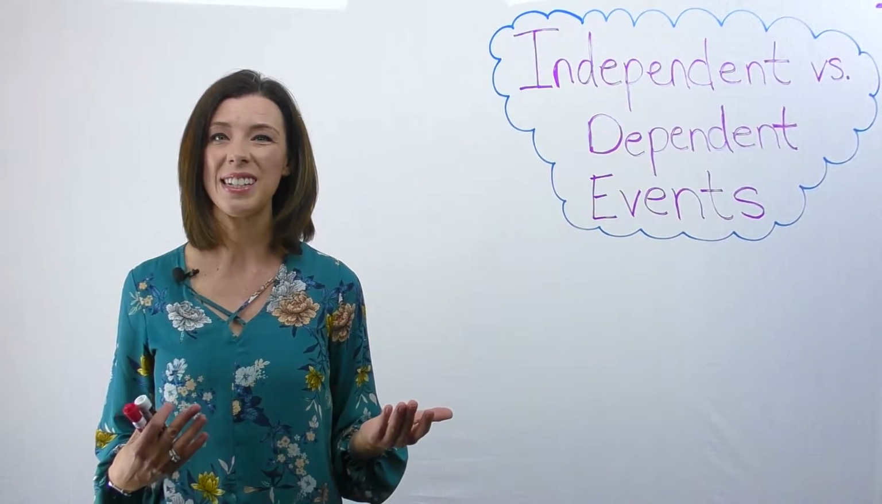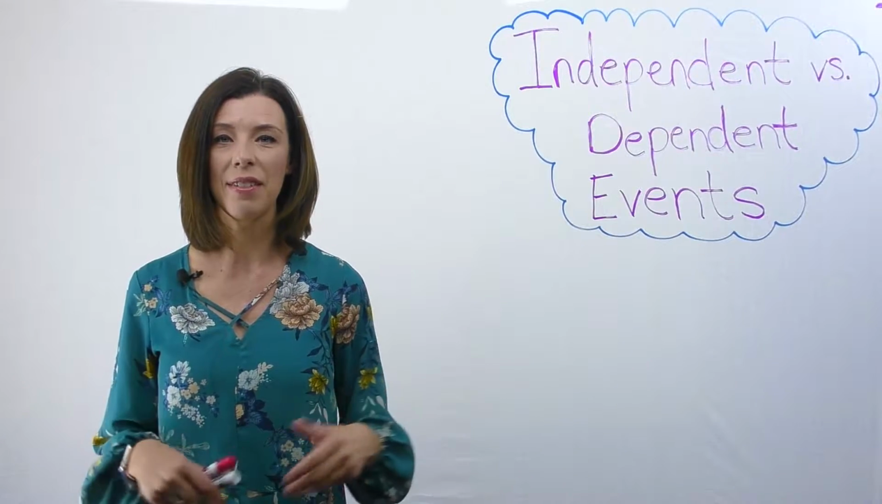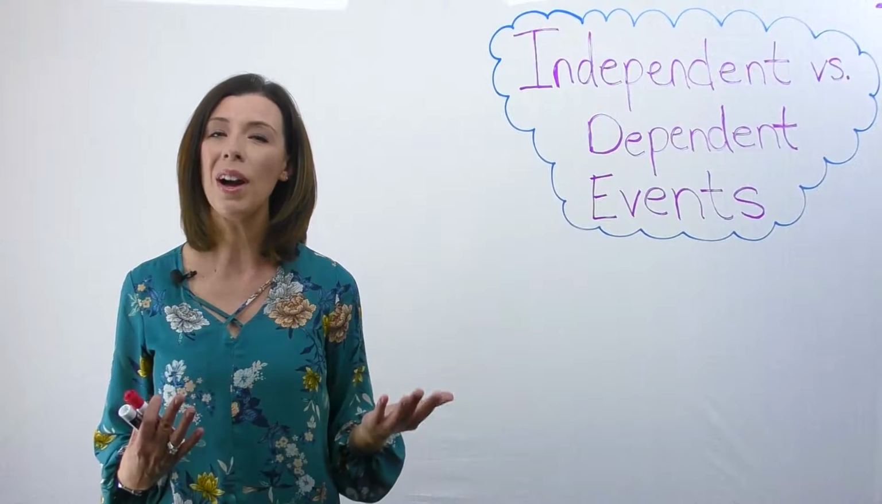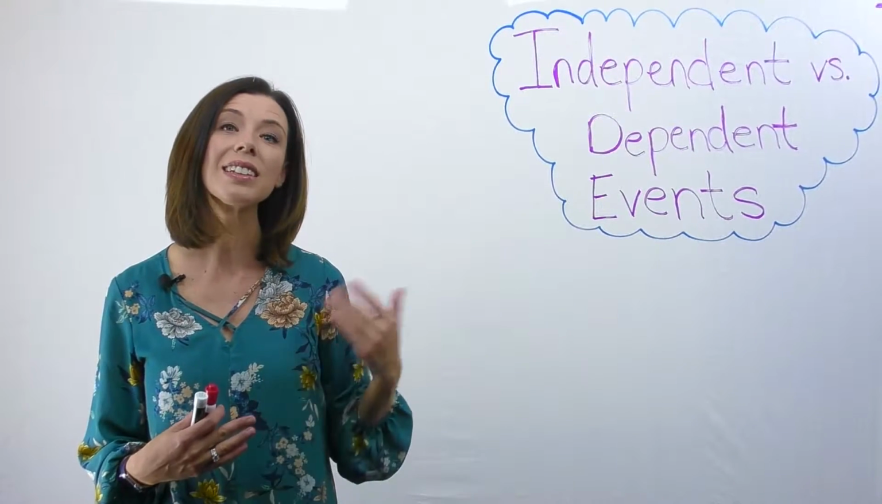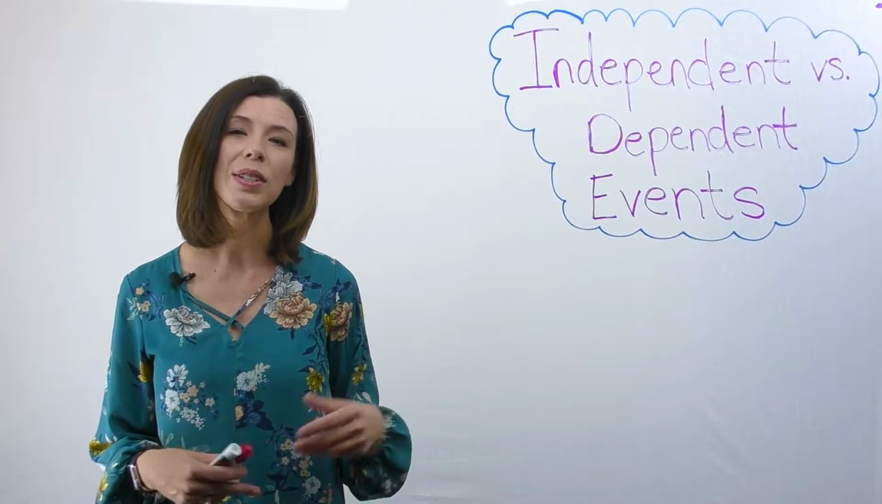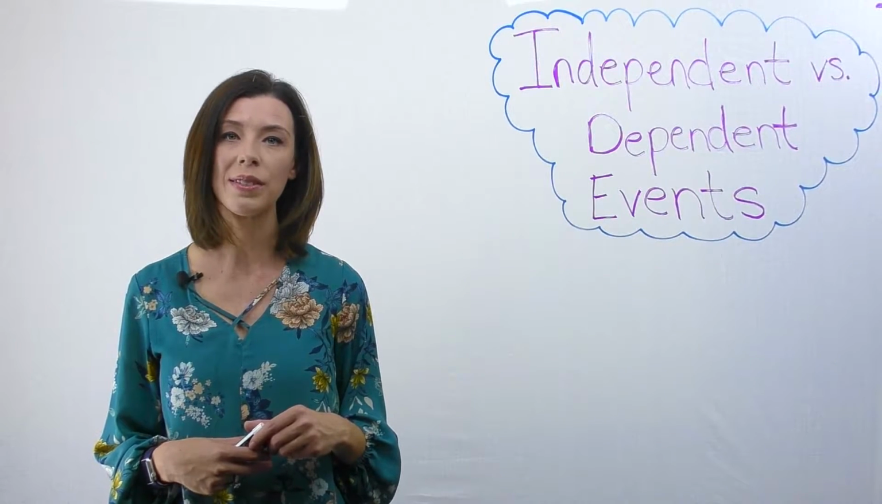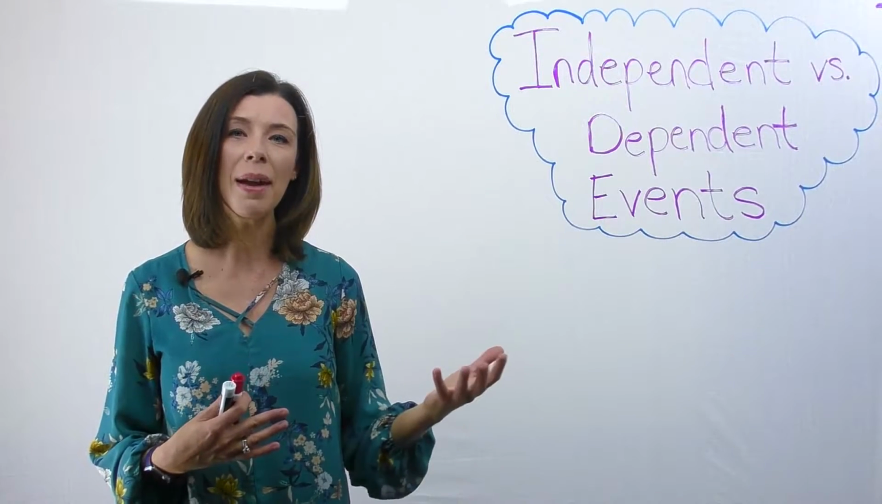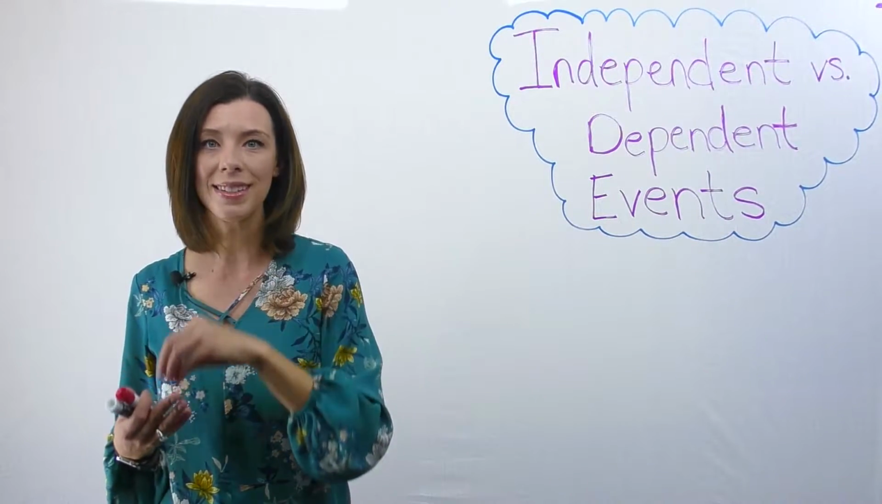The first thing we need to decide is, what is an independent event? 2 events are independent if the occurrence of one event does not affect the likelihood of the other event occurring. An example of this would be our 2 coins. So when I flip heads, that does not automatically affect my second flip.